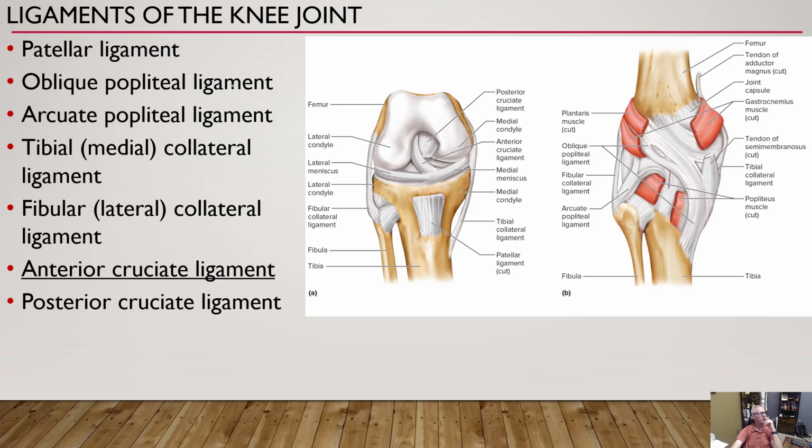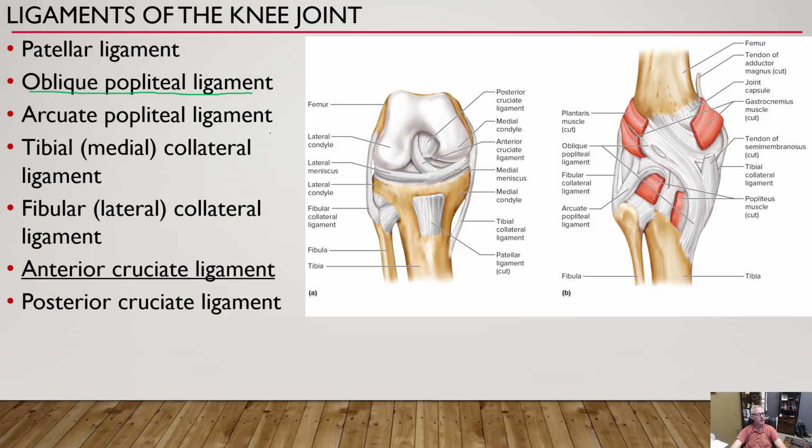All right, some ligaments of the knee joint. A lot of times we just abbreviate these. So within the knee joint, you can have an oblique popliteal ligament. A lot of times, as you've seen before, we name them based on what they connect, or the area that they are in. So the popliteal region is the region kind of behind the knee.